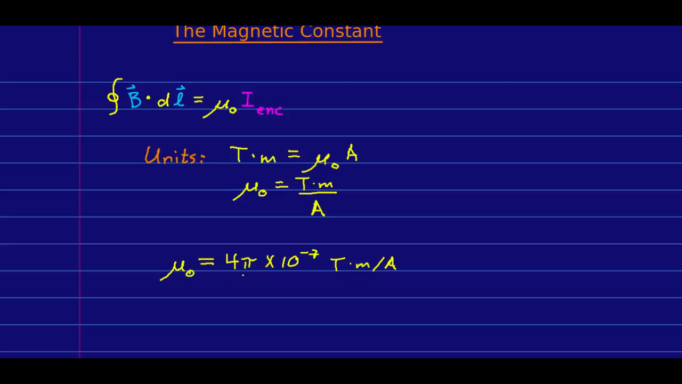And that tells you that this is not a measured value. This is, in fact, a defined value. In the next lecture, when I talk about the definition of the unit amperes, it'll become clear why mu naught is a defined constant, not a measured one.